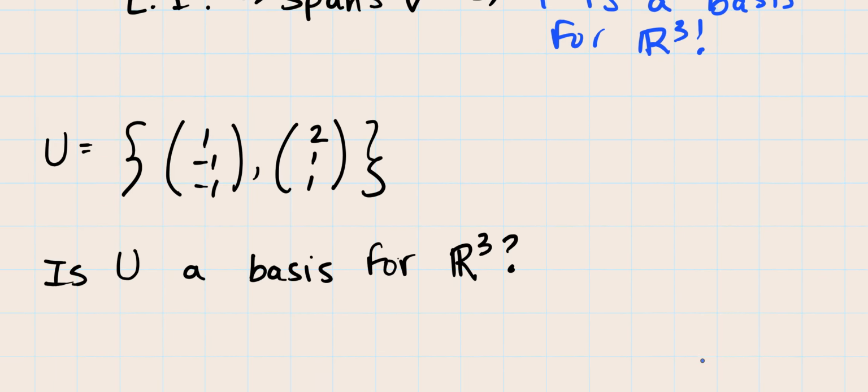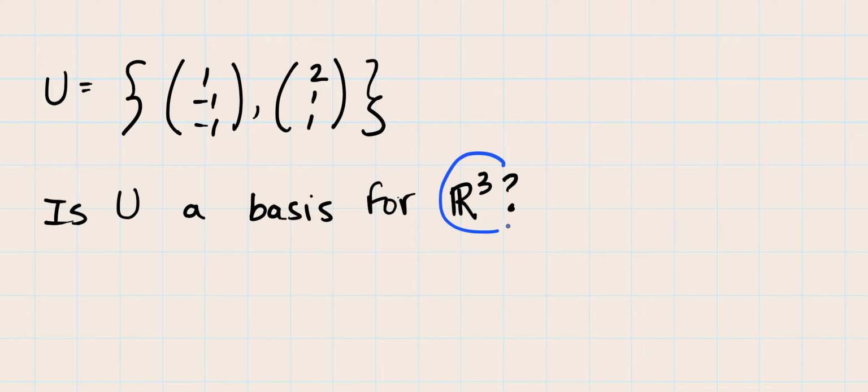Let's look at another one. Here I'm working with R3 again, and I tell you U is these 2 vectors. Can it be a basis? This one shouldn't take you any time because we know that a basis must have 3 vectors. Because we only have 2 vectors, there's not enough vectors for U to be a basis. So the answer is no. Remember that you need 3 vectors to span R3. So there's not enough vectors in U to span R3.